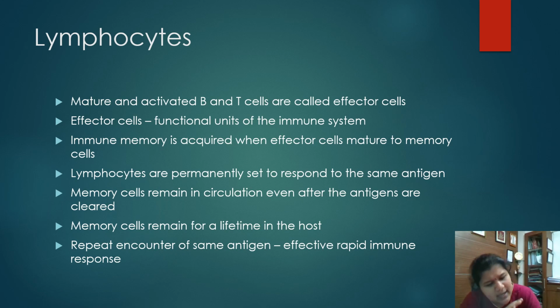These memory cells continuously circulate in our body even after the antigen has been chased out. The memory cells remain for a lifetime in the host. Now this memory cell is responsible for the faster, quicker response of the secondary type that is encountered when the same antigen is met.